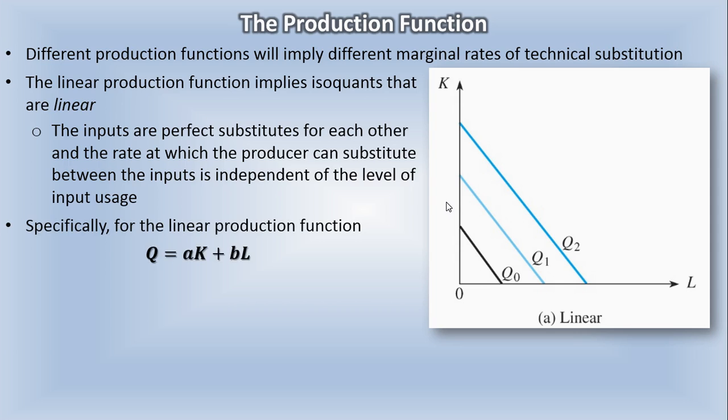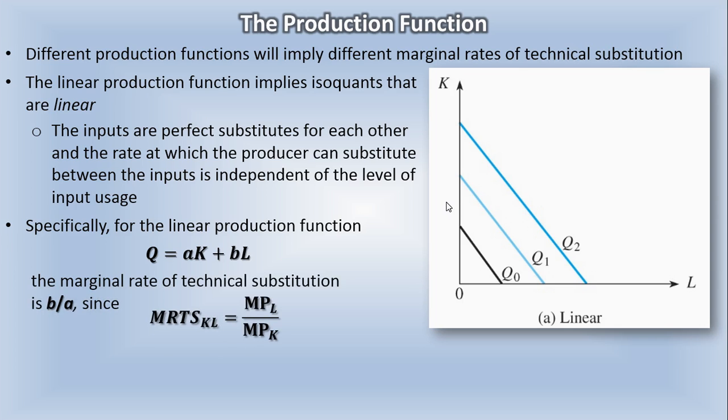Specifically for the linear production function, we know that the marginal product of capital is equal to A, the marginal product of labor is equal to B, and therefore the marginal rate of technical substitution is just equal to B over A, the marginal product of labor over the marginal product of capital, which does not depend on the level of the inputs. L and K are not in there, so the rate at which you can substitute one for the other is constant. It's B over A. Doesn't change regardless of how much labor or how much capital is being used.